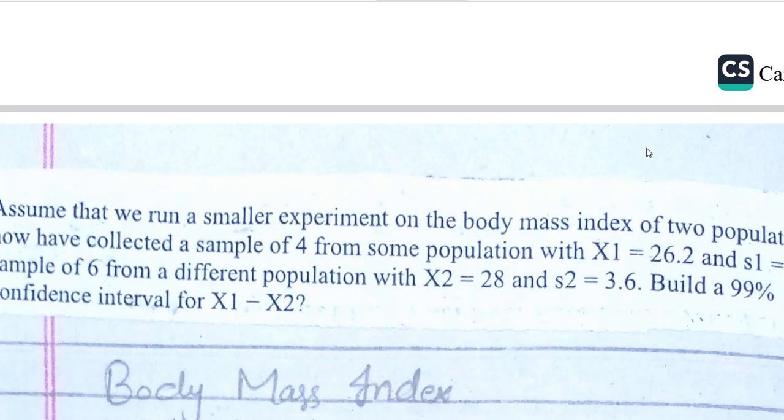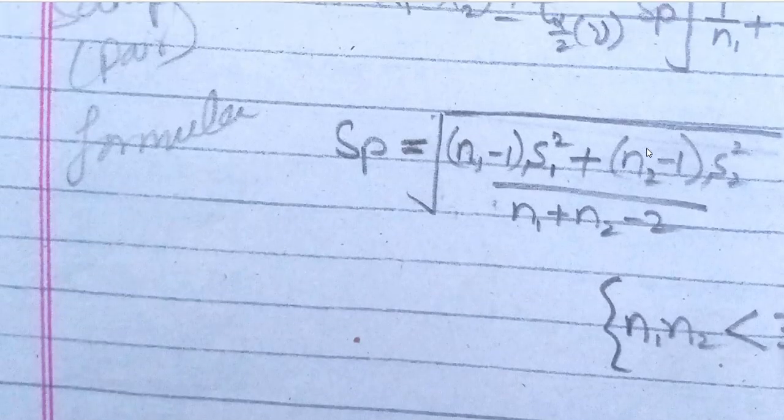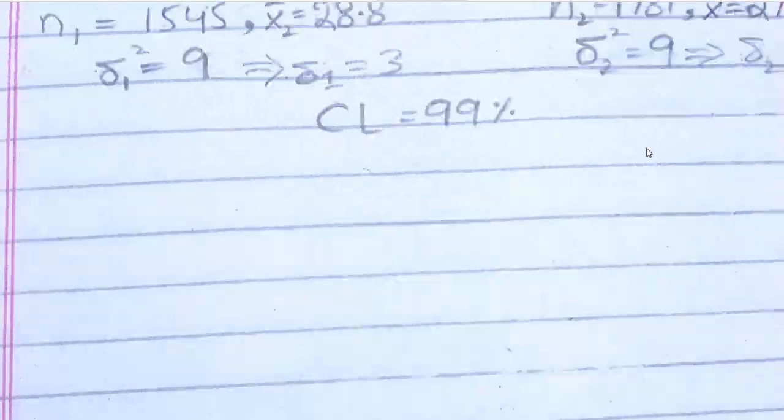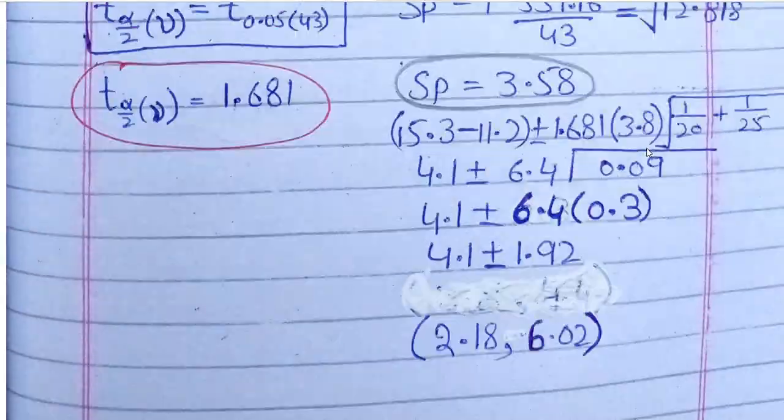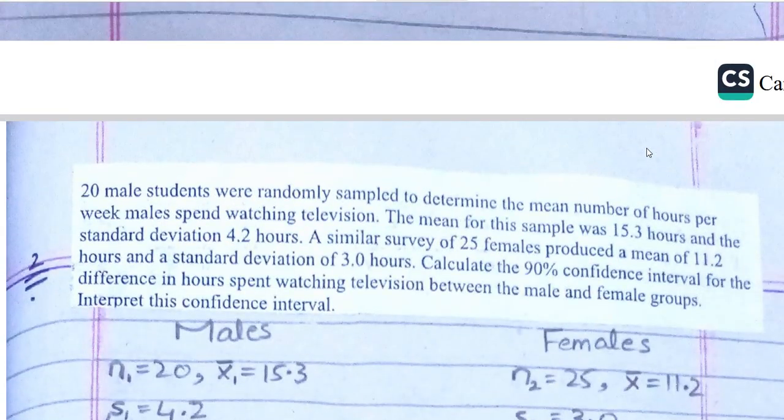Now look, assume that we have run a small experiment on a body mass index for 2 populations. We have to collect a sample of 4 from some population X1 with small s1 now is 2, and a sample of 6 from the other. Let me solve the question for you. Okay, this one. This is the exact question where we have solved this.